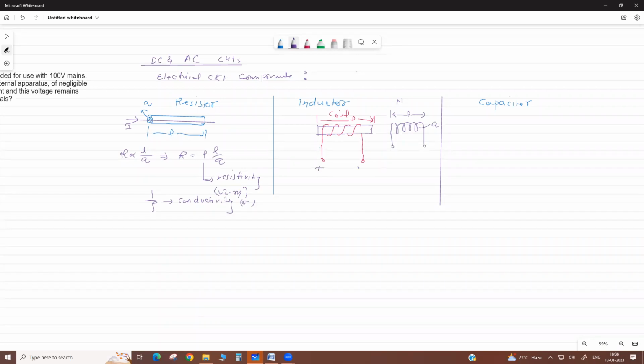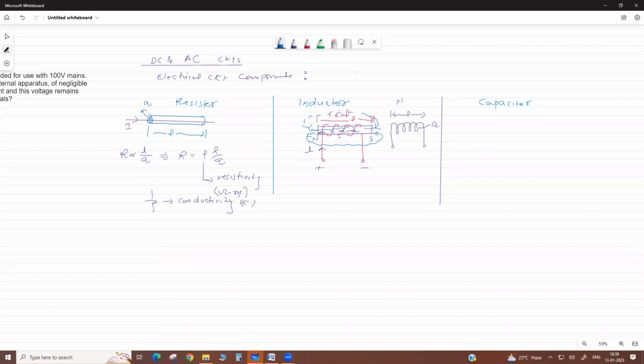When we apply a positive and negative voltage, a current I flows in this direction. Then flux exits from this end and again enters at the other. So it enters here and exits here; that is why this is called the south pole, and this is the north pole that will form.